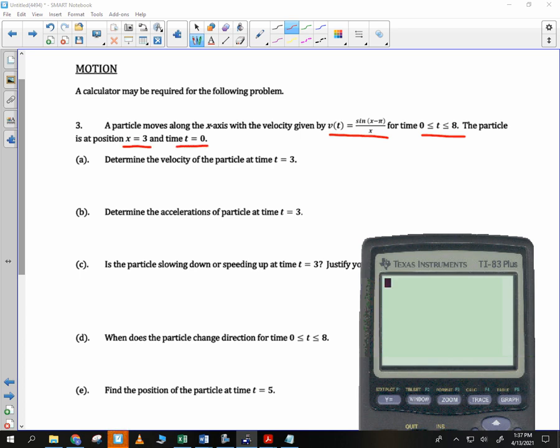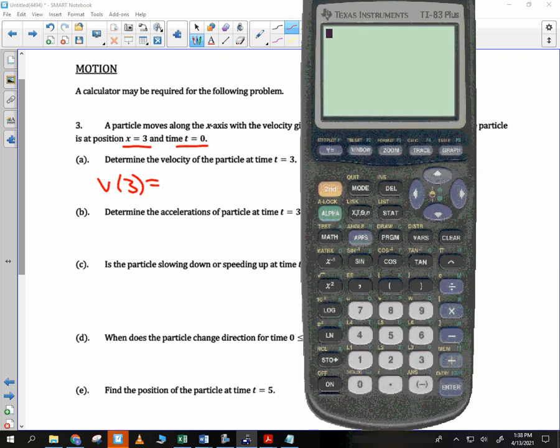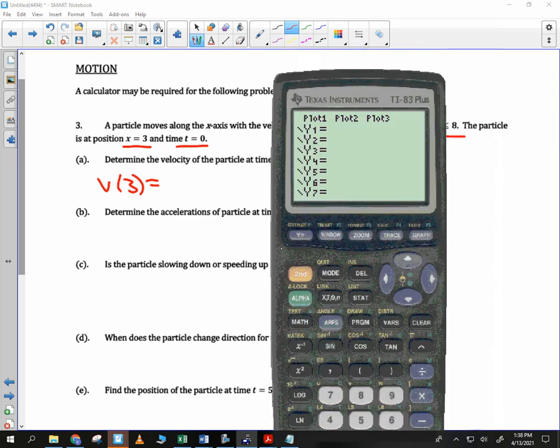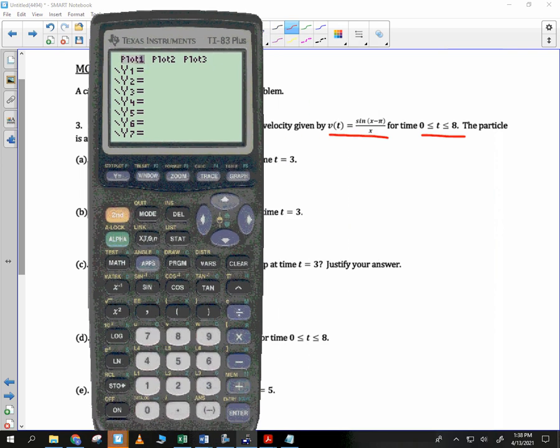It says determine the velocity of the particle. Anybody got an idea for what I'll do? Plug in 3. They give you the velocity function. And sometimes you'll get something that easy on the exam. So we do v of 3. There's a couple ways you could do that. First of all, I recognize that this is a calculator problem, so I'm going to make sure that I plug into these pieces the function, which is sine of x minus pi, parentheses, divided by x.